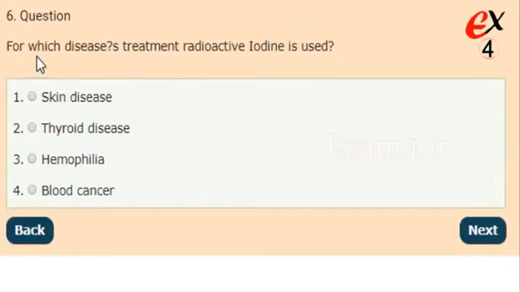Next. For which disease treatment is radioactive iodine used? Options: skin disease, thyroid disease, hemophilia, blood cancer. Correct answer is option 2. It is used for thyroid disease.